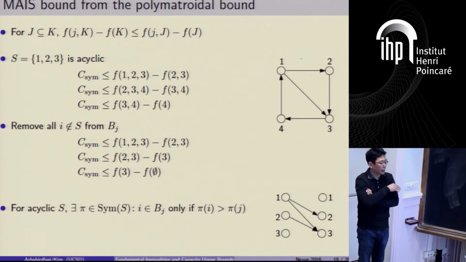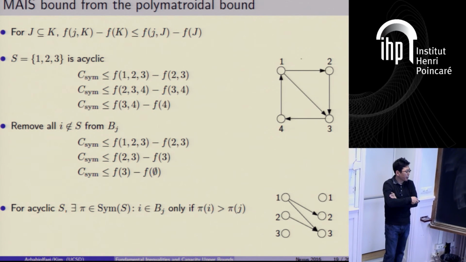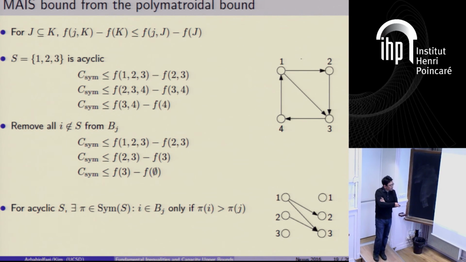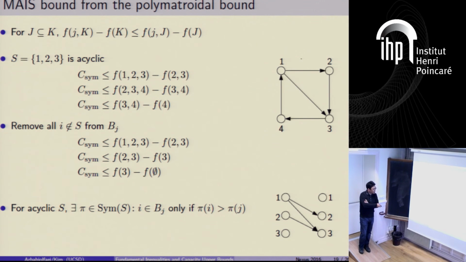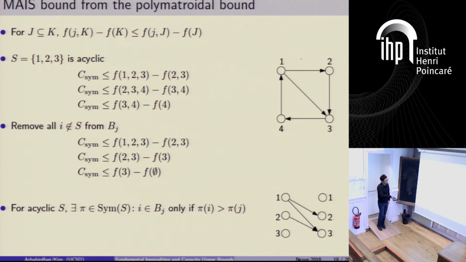This can be generalized, because if you have any acyclic S, then there is some permutation pi so that the non-side information is there only if we are going in an increasing order, just like this. Here, 1 has 2 and 3 in non-side information, 2 has only 3 in non-side information, and 3 has nothing. So there can be some degradedness in the side information pattern. This way, we can go from the polymatroidal bound to the maze bound.